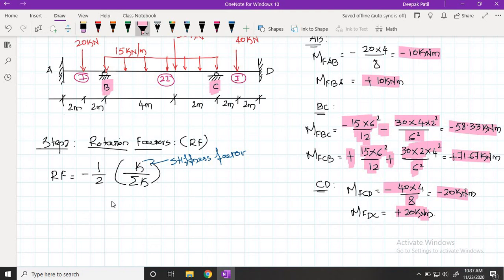Now I will put up one simple table and demonstrate how to find the rotation factors for each component joining at B and C. The components joining at B are BA and BC, and at C are CB and CD. Let us just draw a table now.